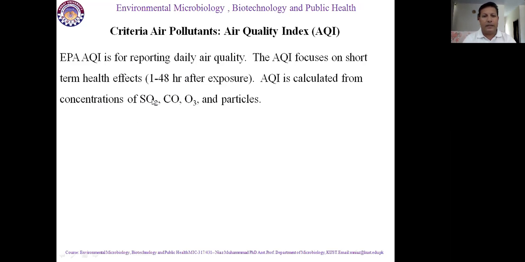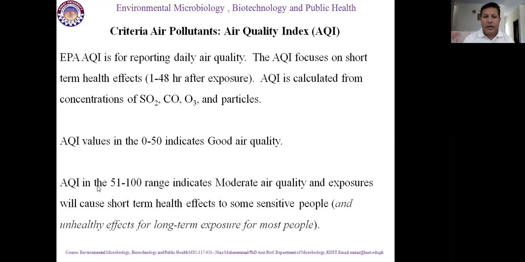These three are important gases which are used to check the air quality standard. If the concentration of these three gases is within limits, we consider that air quality is good. If the concentration of these three gases exceeds in such an environment, that environment is considered not healthy and bad for human health. Air quality index values from 0 to 50 indicate good air quality. If the concentration of these three gases is within 0 to 50, air quality is good.